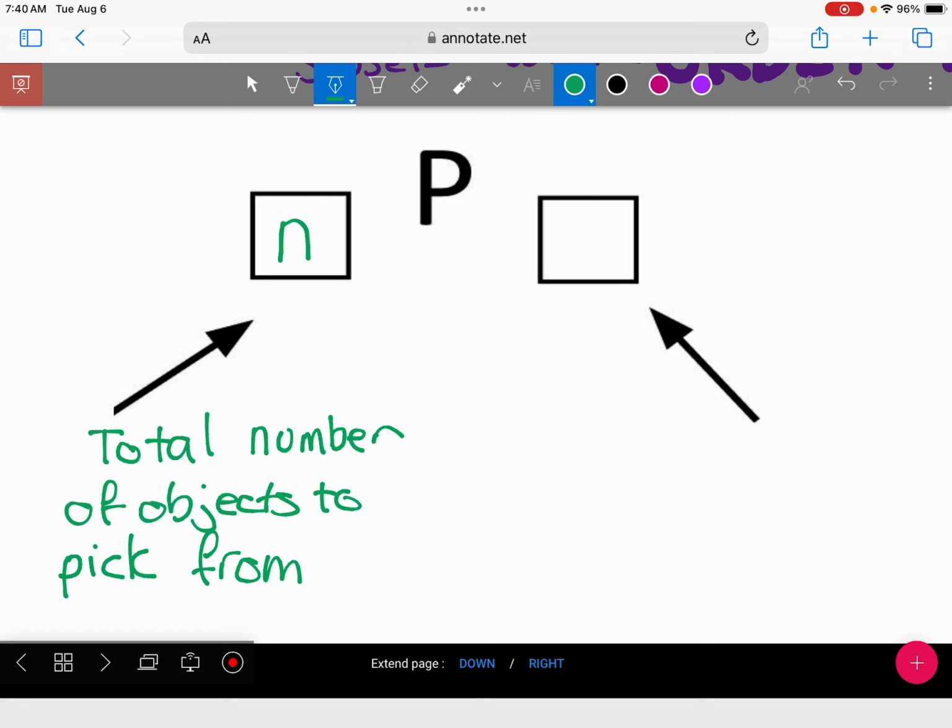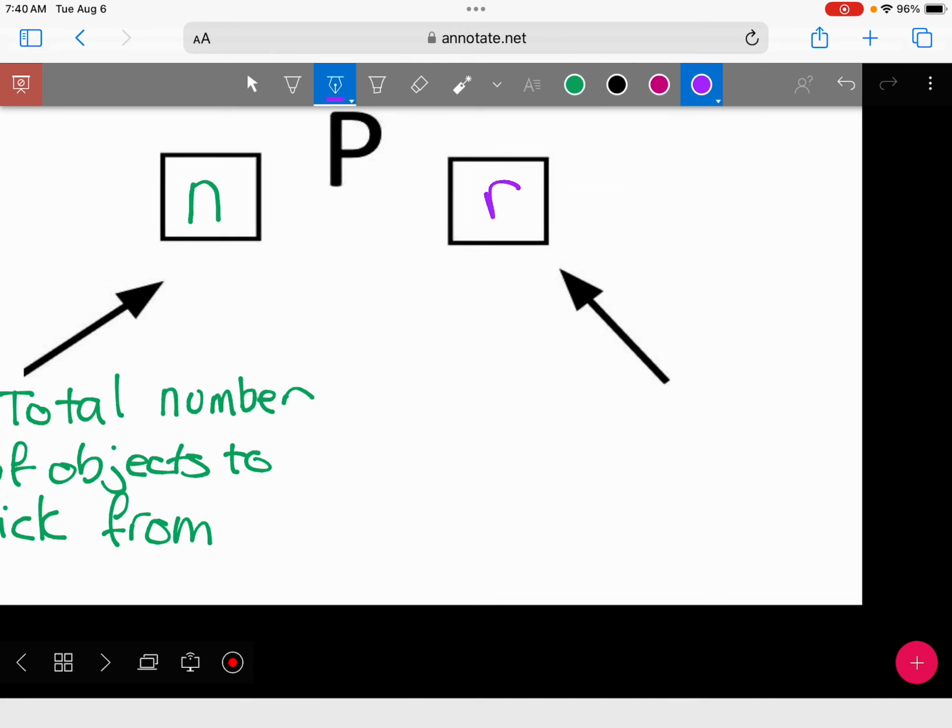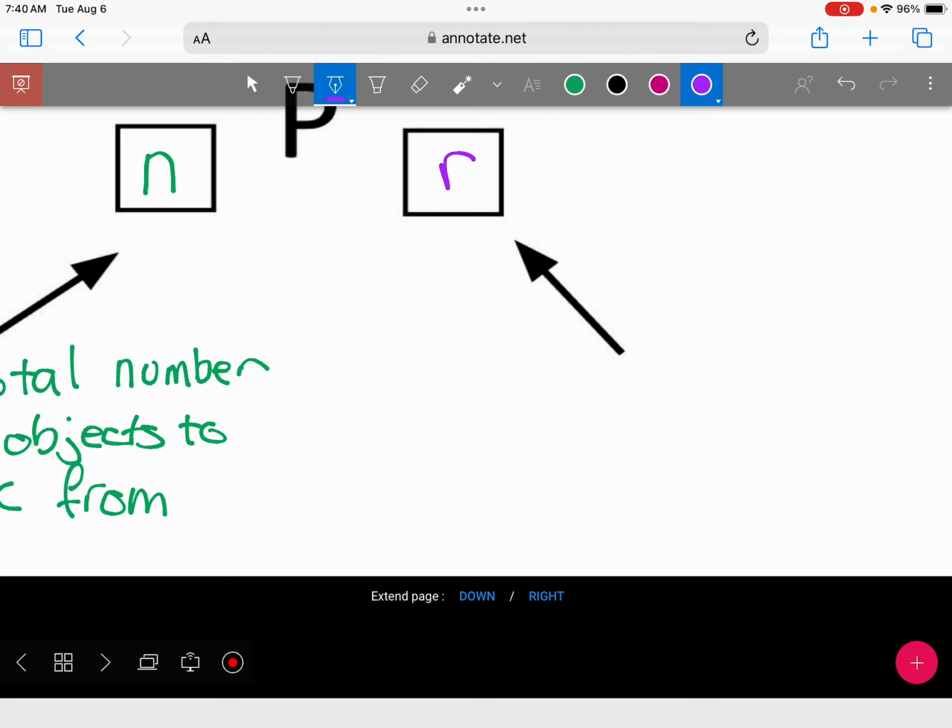And then we put something called R, which is the number of things we're picking, the number of things I want. I'm not going to pull all 30 names out of the hat. I'm just picking 3. That kind of vibe. So R is the number of things we choose.